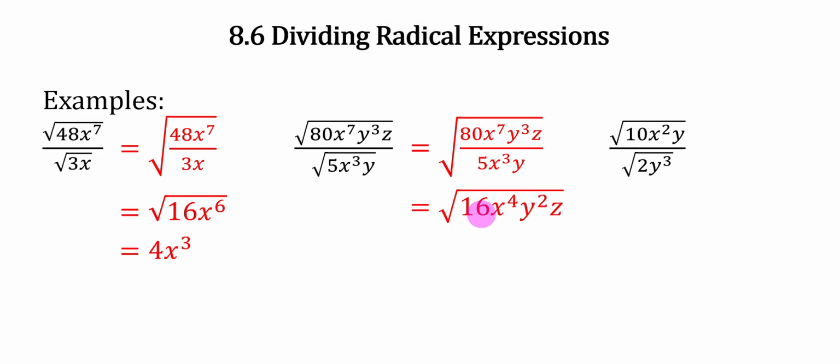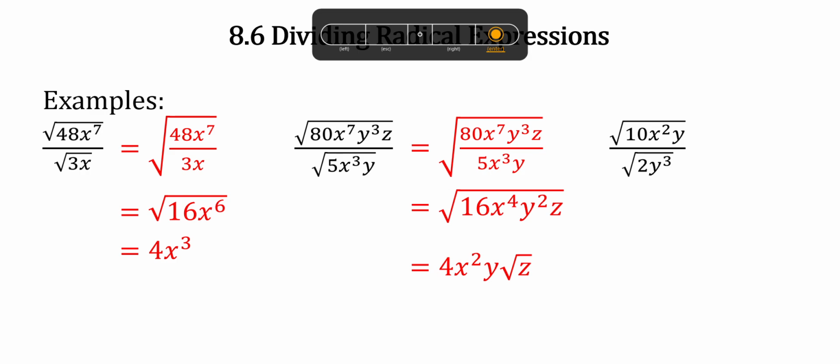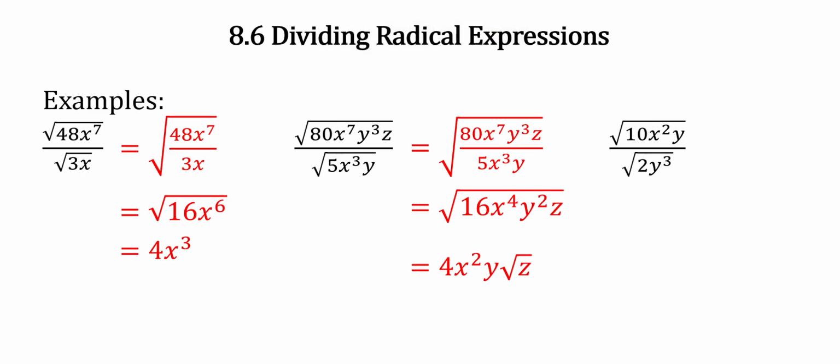Square root of 16 is 4. Square root of x to the 4th is x squared. Square root of y squared is y. The square root of z is just going to stay the square root of z. And that's it. That's all you can do.